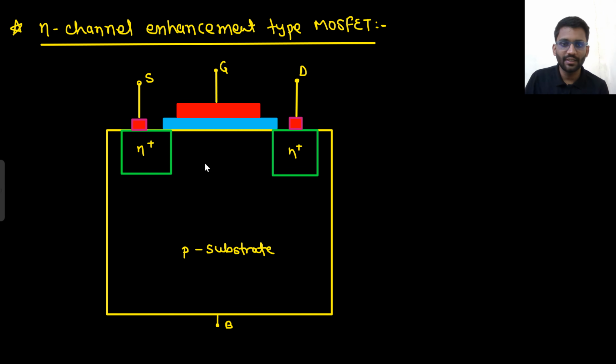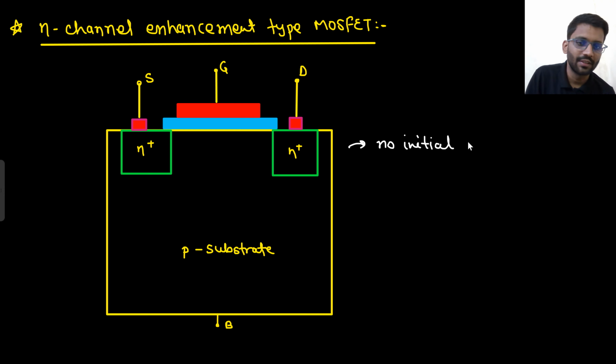In depletion type of MOSFET, there was this N channel present. But now there is no channel. So no initial channel. So here you will have to frame the channel on your own by applying some gate potential.